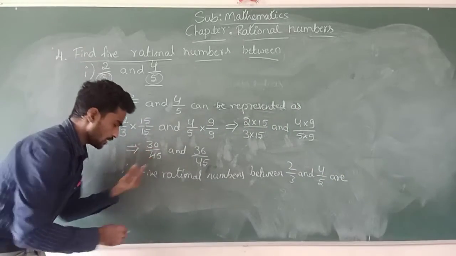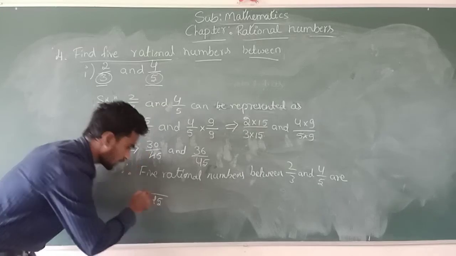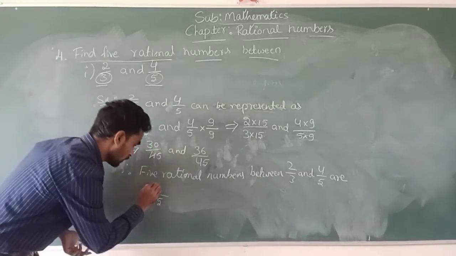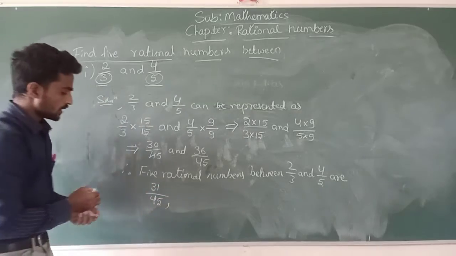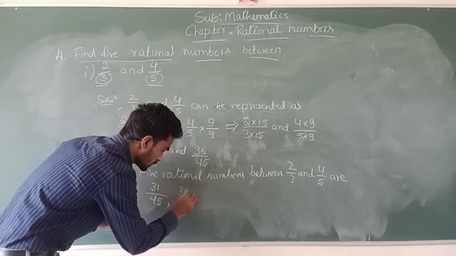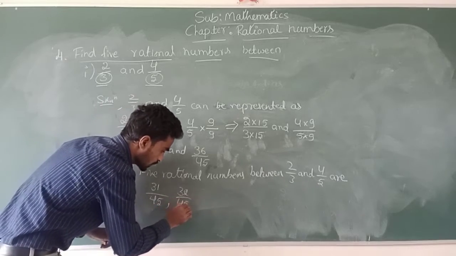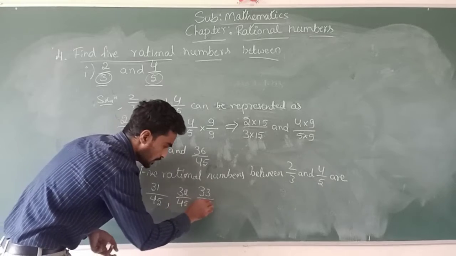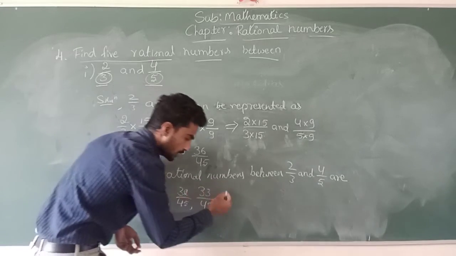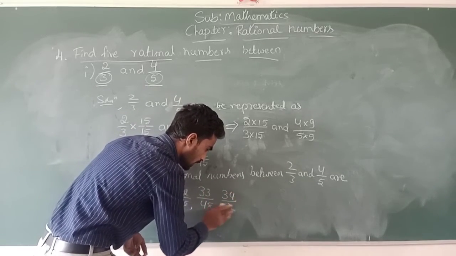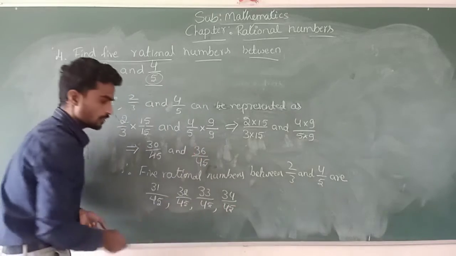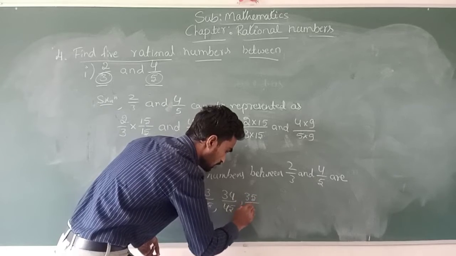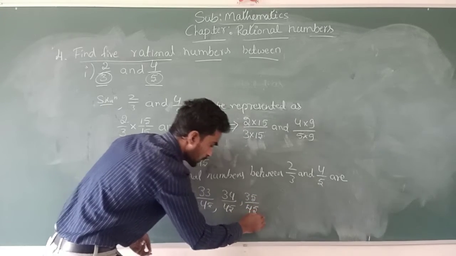between 2 by 3 and 4 by 5 are. Here denominator 45 is there, right, as it is. After 30, next number is 31. You can write that one first. Next, after 31, 32 is there, right, same denominator 45. Next, after 32, next number is 33, same denominator. Next, after 33, next number 34, same denominator. Next, after 34, next number is 35, same denominator 45.